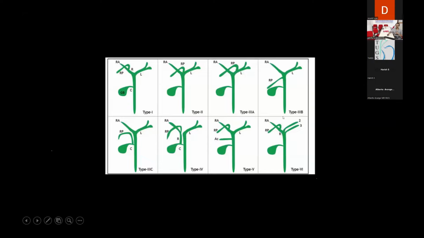subsequently you may come across the other ducts which drain into the right system. So you have segment 2, 3, and 4 draining into the right. This can lead to injuries during surgery.